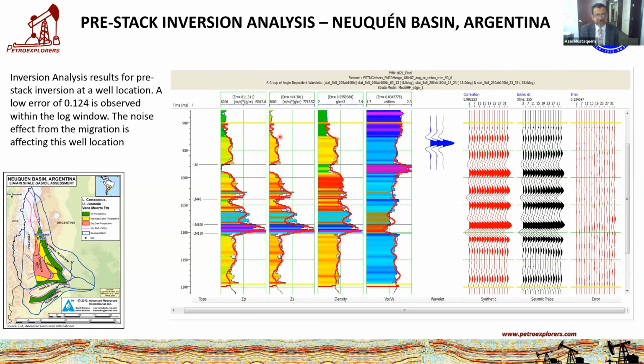What you see in the background is the actual log, and the seismic response or inversion solution is right on top. So you have a mismatch somewhere here. You see the error. The error volume will give you an understanding of how good your inversion is, and then you go find out why it is so.